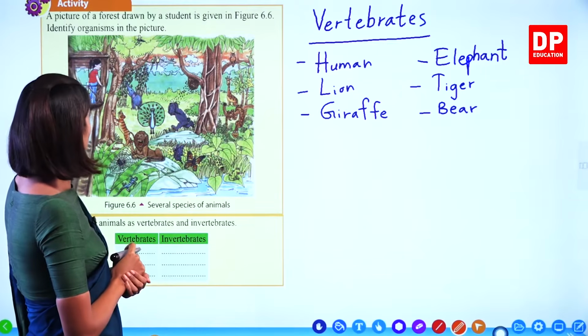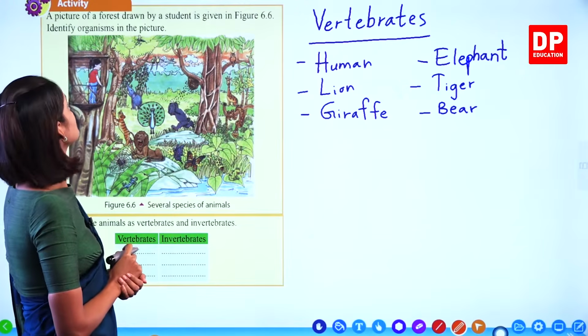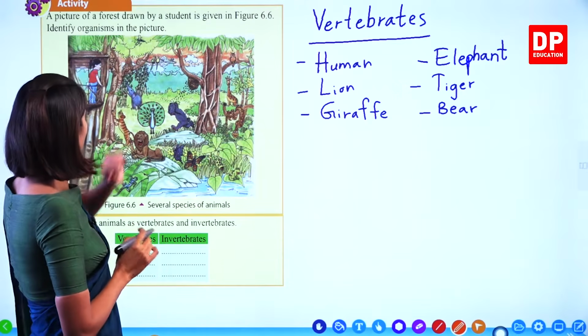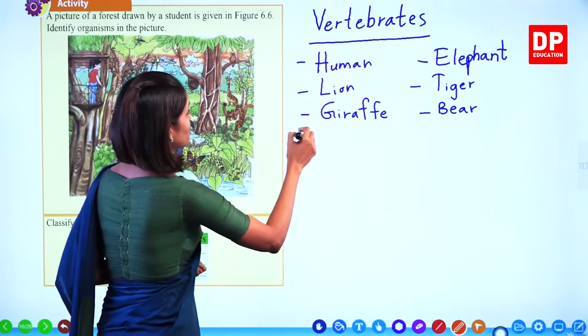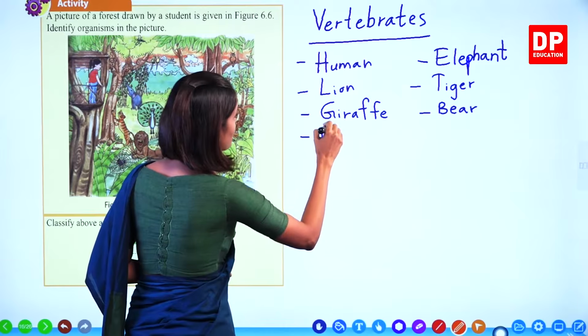What are the other vertebrates that you can see? Yes. There's monkeys as well. Monkeys also coming under vertebrates. They are also mammals, right? Monkey.